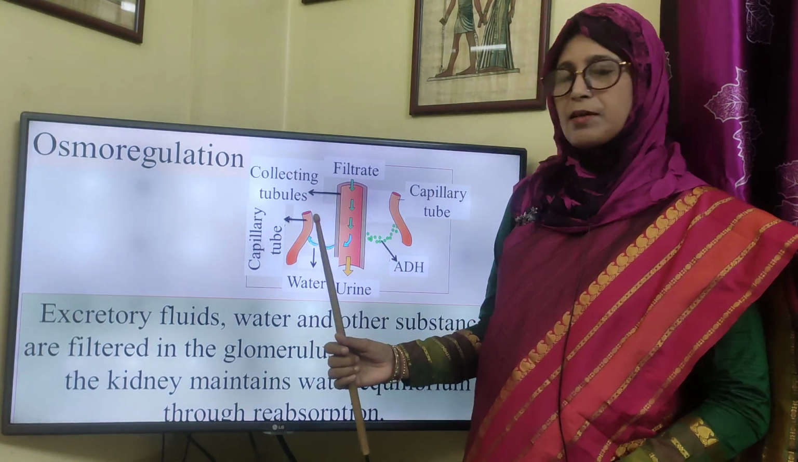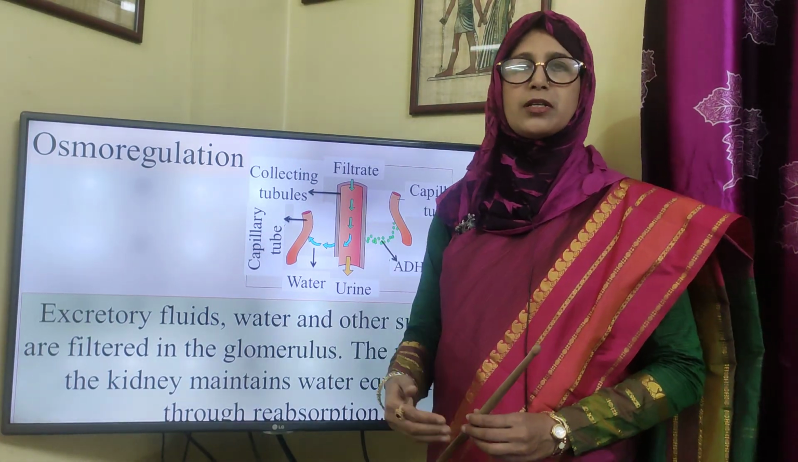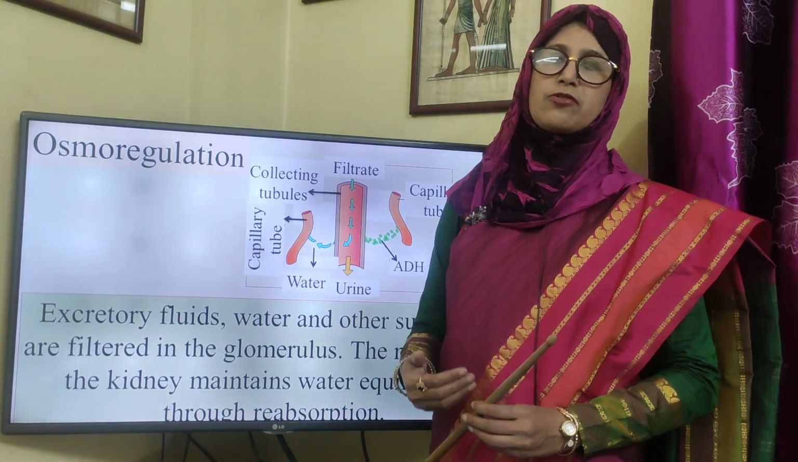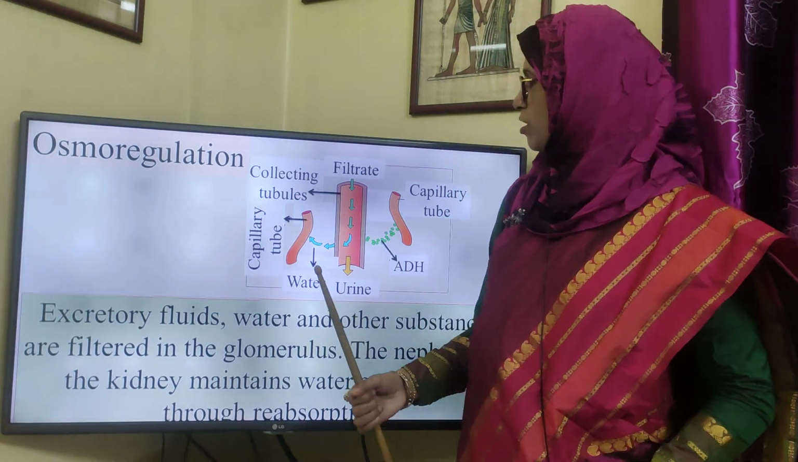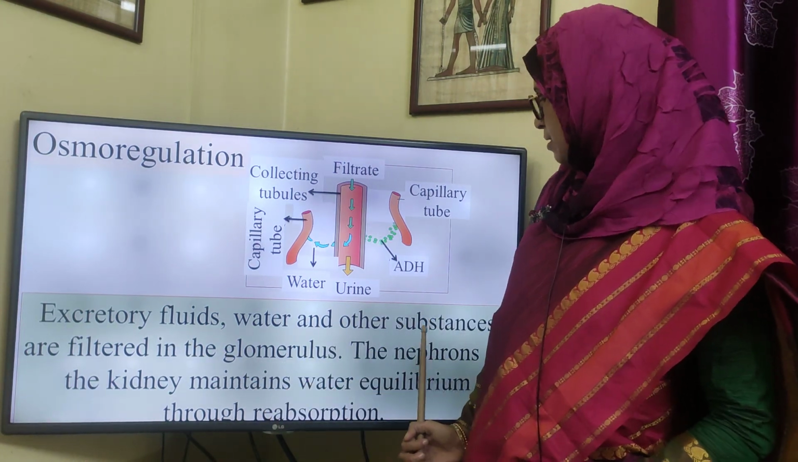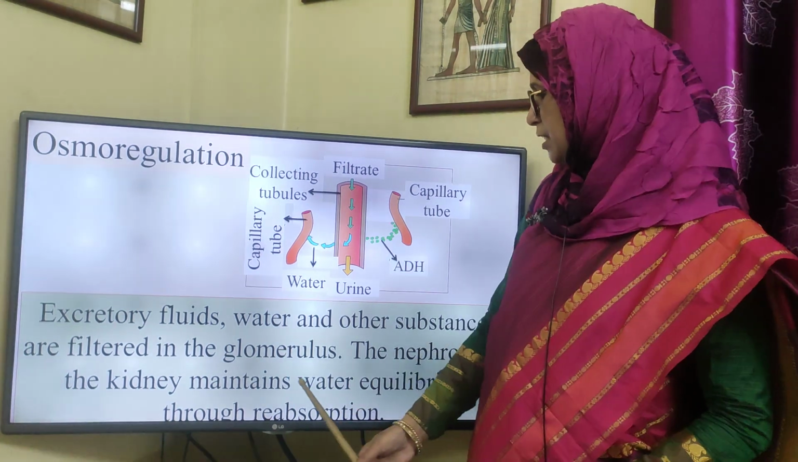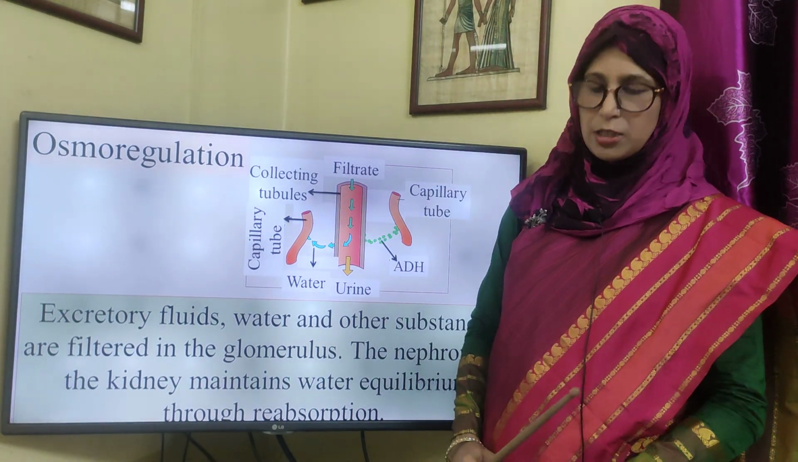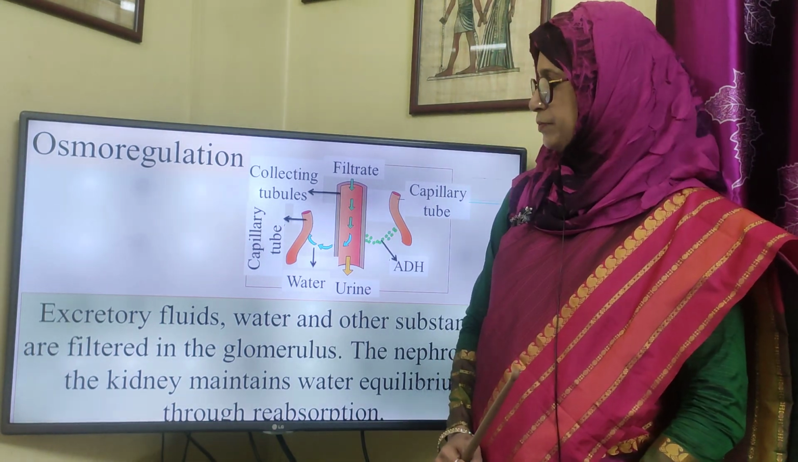And sometimes the collecting tubule can reabsorb. What is reabsorption? When water is released, after first absorption, some nutritional substances are also released through the urine, that means the waste product. That's why second absorption occurs. This is known as reabsorption. So excretory fluids, water and other substances are filtered in the glomerulus. The nephron of the kidney maintains this water balance inside the kidney, and this balance of water inside the kidney is known as osmoregulation.